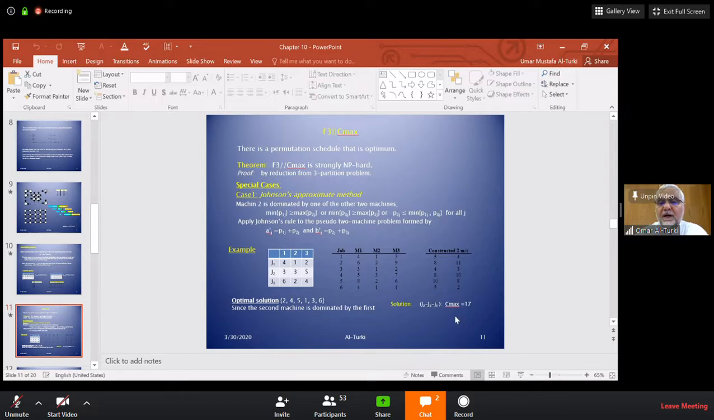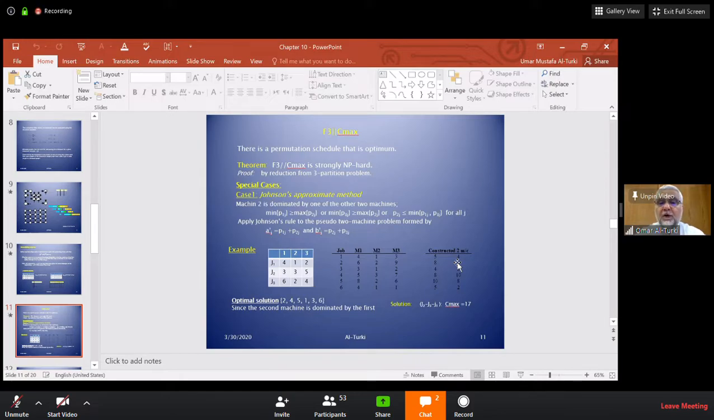Now what will be Cmax? Cmax is just you take the sequence, and you evaluate the Cmax for the 3-machine problem using that sequence that you got from Johnson. Is that clear? We converted the 3-machine problem into a 2-machine problem, and then from that, we found the optimal solution.